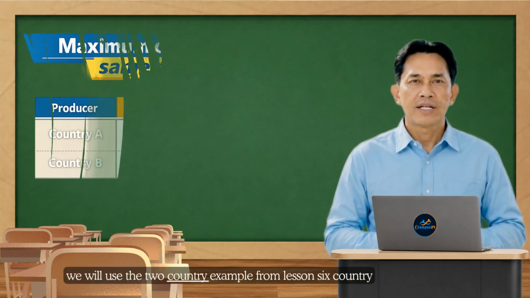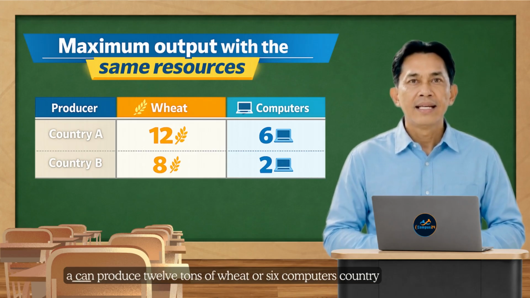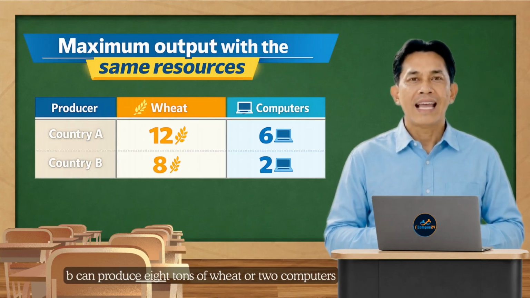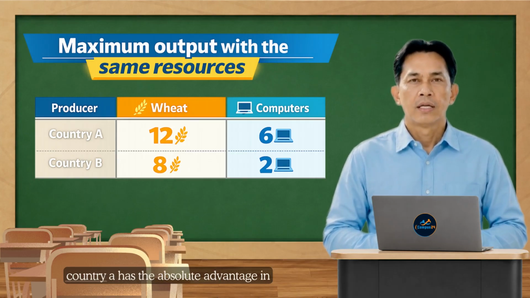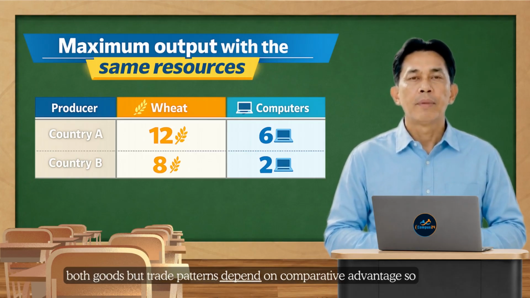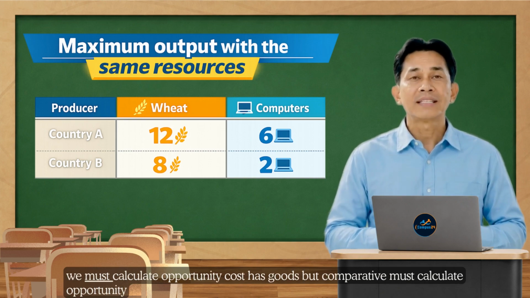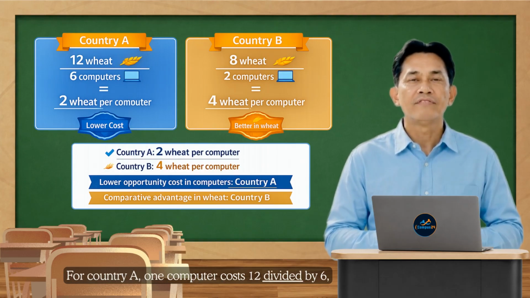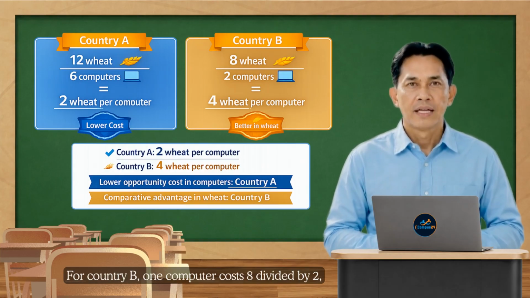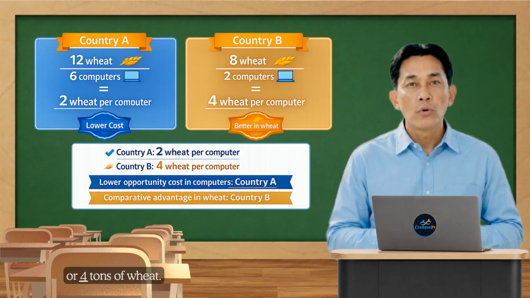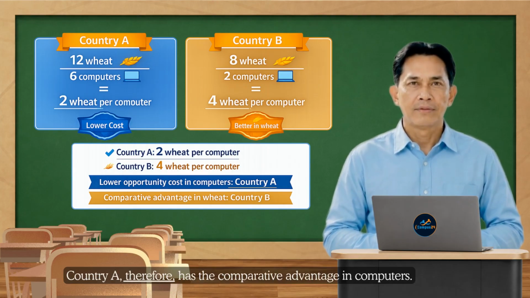We will use the two-country example from Lesson 6. Country A can produce 12 tons of wheat or 6 computers. Country B can produce 8 tons of wheat or 2 computers. Country A has the absolute advantage in both goods, but trade patterns depend on comparative advantage, so we must calculate opportunity cost. For country A, one computer costs 12 divided by 6, or 2 tons of wheat. For country B, one computer costs 8 divided by 2, or 4 tons of wheat. Country A, therefore, has the comparative advantage in computers.